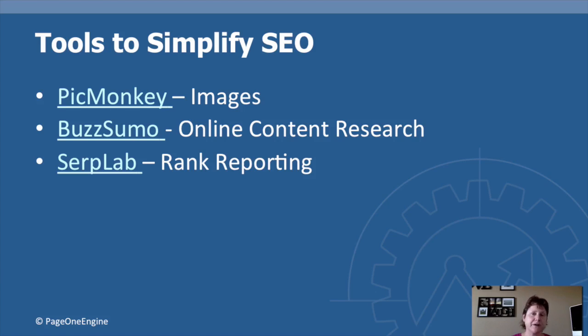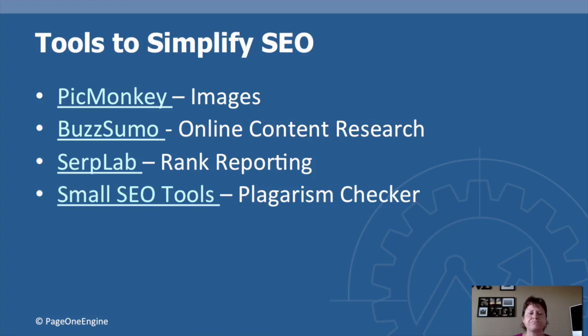SERPLab is what I use for my rank reporting. Right now it only does organic. It does not do local. They are working on getting local. It's very inexpensive and very rich. It's not fancy, but it's very inexpensive. What the other guys will charge you, hundreds of dollars for a year or sometimes a month, you're going to pay $5 to $10 a month for SERPLab, and it's a really, really good tool.